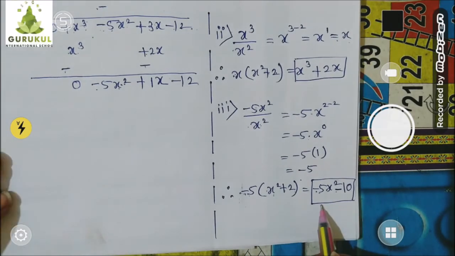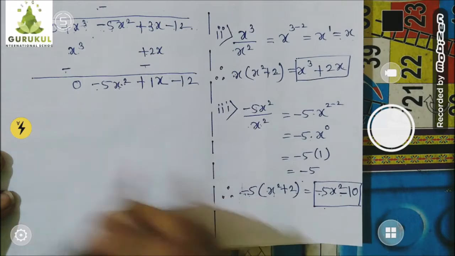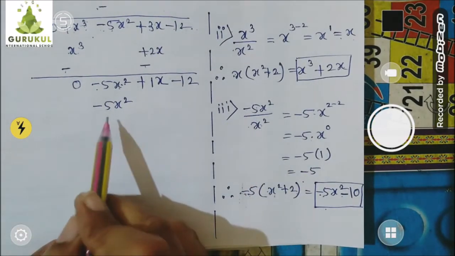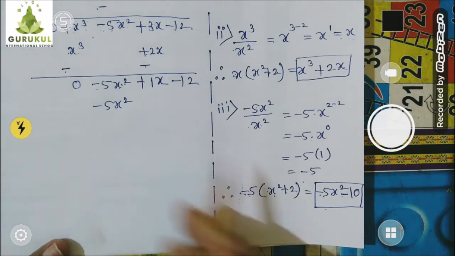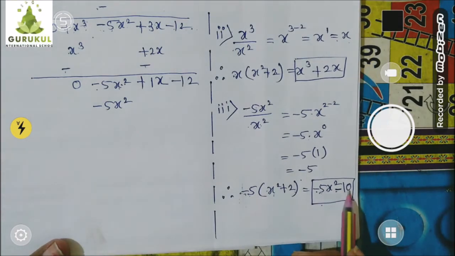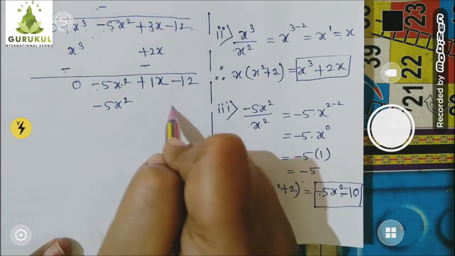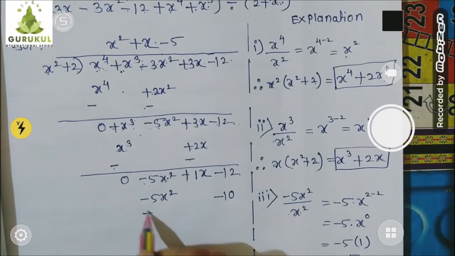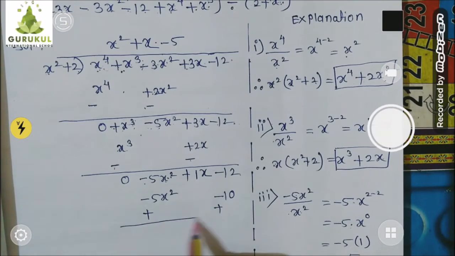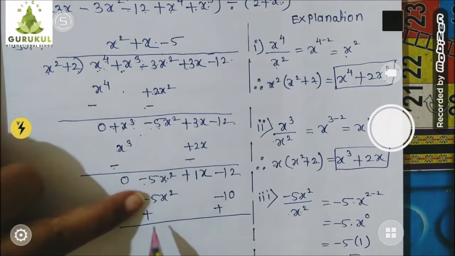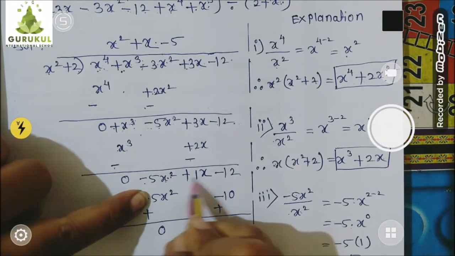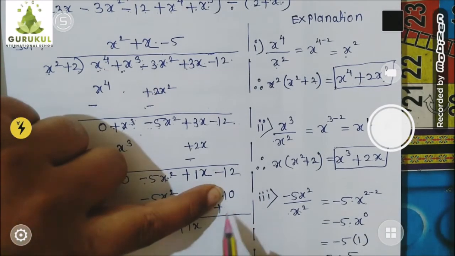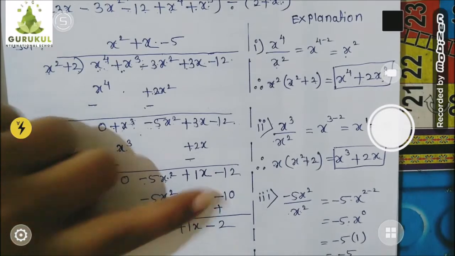Now this I will write below the like terms. So minus 5x square I will write below minus 5x square, and minus 10 I will write below the constant number, and then take it for subtraction. This becomes plus, this becomes plus. Minus 5x square plus 5x square is 0. This is plus 1x, and minus 12 plus 10, answer is minus 2.